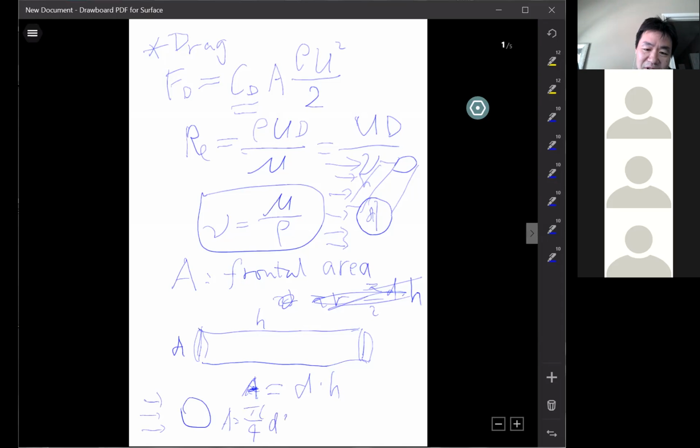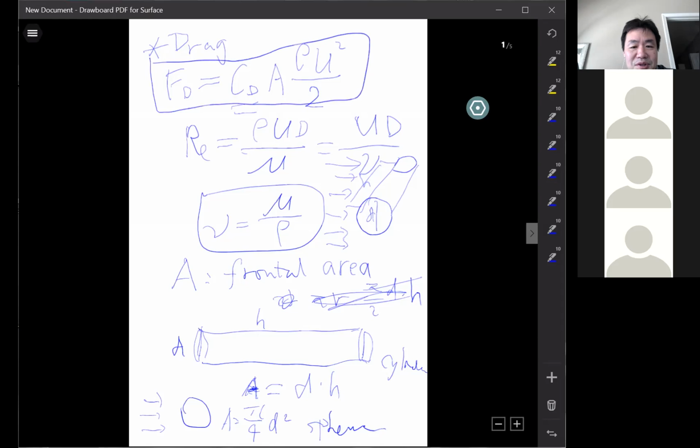So that's for the sphere, and this is for the cylinder. The drag coefficient equation is the same, but be careful, the area depends on whether it's the sphere or the cylinder.